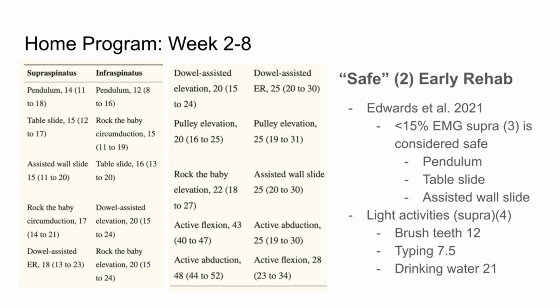Dowel assisted external rotation standing is 18. Dowel assisted elevation is going to be 20. Pulleys, so standard pulleys after shoulder surgery, are 20. Rock the baby into elevation is going to be 22. And just to give you a point of reference, active flexion is going to be 43% MVIC, and active abduction is going to be 48 MVIC.